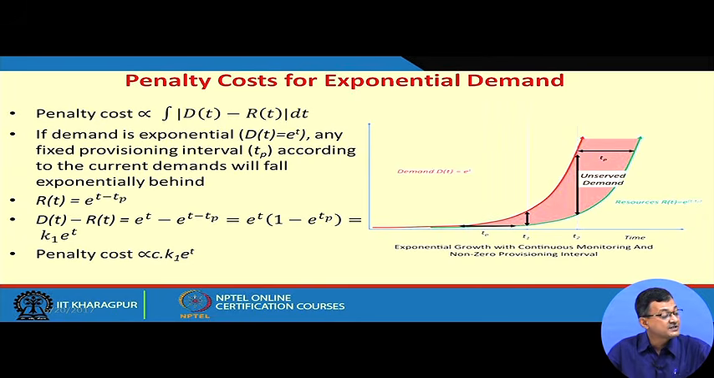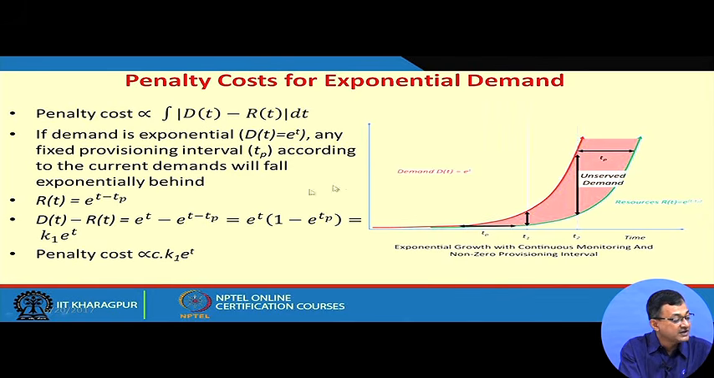Suppose the demand is exponential, like in this case D(t) equal to e to the power t. Any fixed provisioning time interval Tp, according to the current demand, will fall exponentially behind. Suppose I require time Tp to provision the resources. By the time I provision, demand has gone up. So R(t) equal to e to the power (t minus Tp); this provisioning time Tp will create havoc.